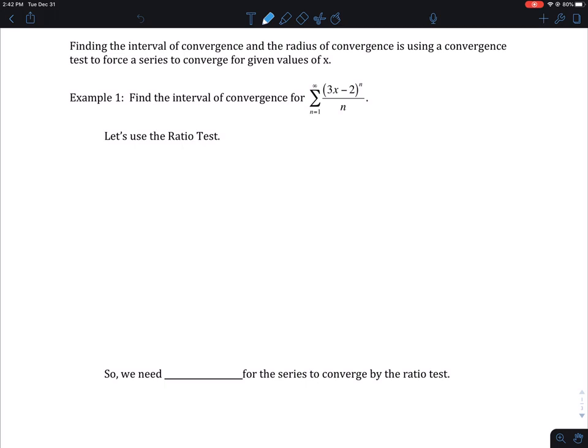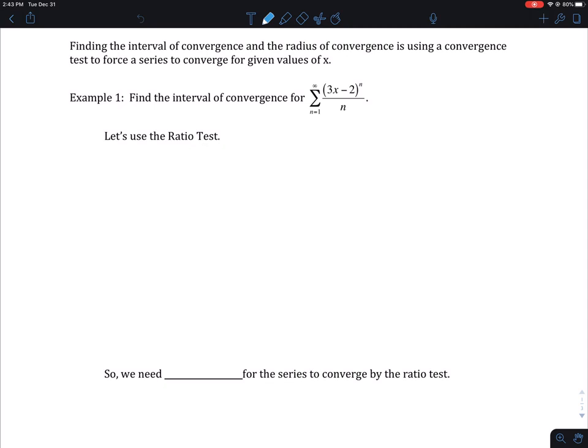Interval of convergence takes a little bit more time if you don't have a geometric series, because you have to test the endpoints to see whether or not your interval can be less than or equal to or just less than. So that's where it gets a little crazy. But with your interval of convergence and radius of convergence, what you're trying to do is force convergence. You're trying to see what values of x, when I plug it into the series, would actually make a convergent series. That's your goal.